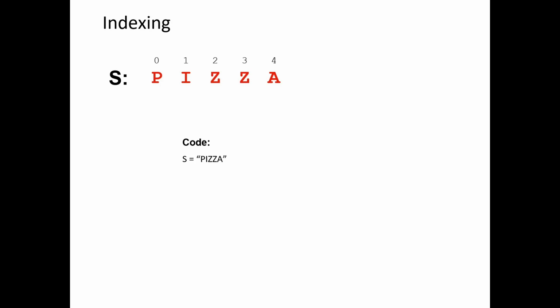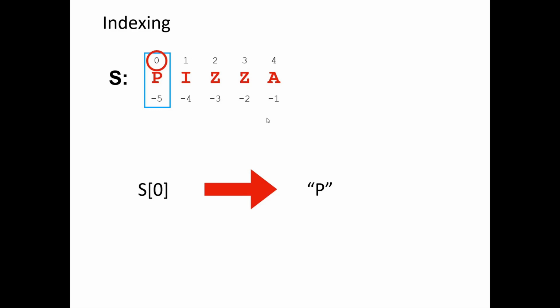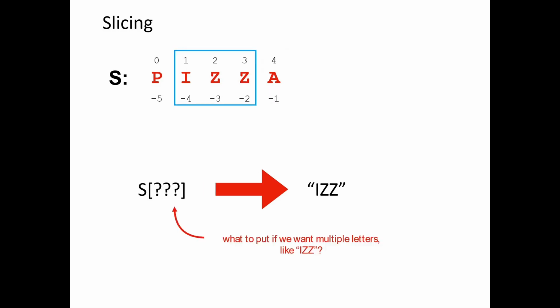So I've got the word pizza here, and I've got the positive indexes listed above. We can also use the negative indices. Every single one of these letters has two indices associated with it. I can use either one to grab, like, the letter P here, I could grab with the number 0. The I I can grab with the number 1. The A I can get with a -1.